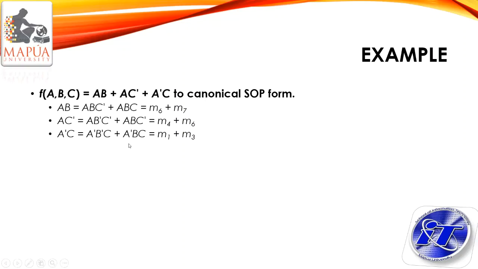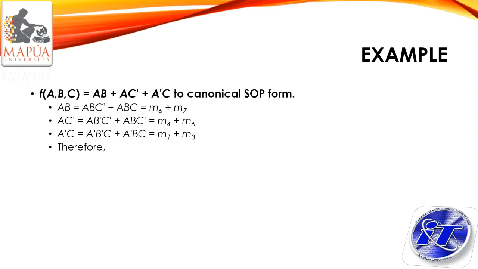A naught B C, this is 0, 1, 1, which is equivalent to M3. Okay, so since we already introduced all variables on all product terms, now we can derive the SOM. So just list all the min terms that we derive from the three original product terms. So we have M1, M3, M4, M6. We don't need to write 2M6 since 2M6 is just 1M6. So write just 1M6 and then we have M7.